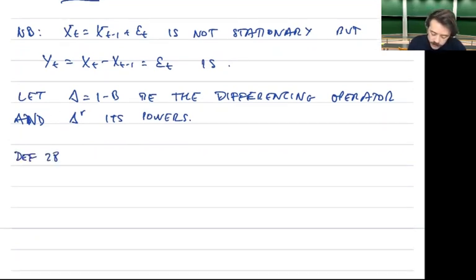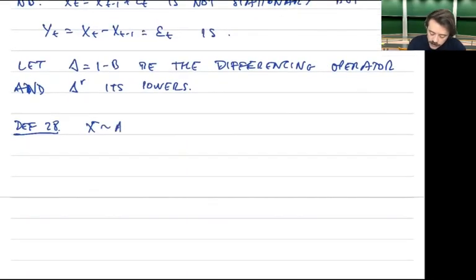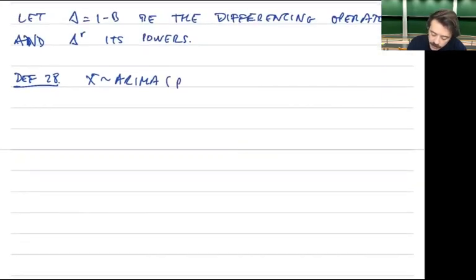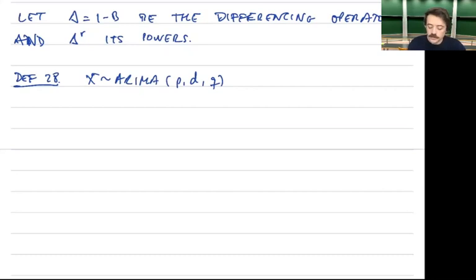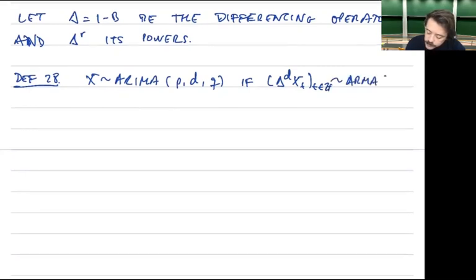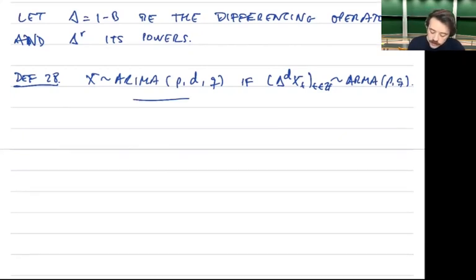So definition 28. X follows an ARIMA model of orders P, D, and Q. I wrote R, but D is more appropriate. Of those orders, if we take the differences D times of our XT, then it follows an ARMA model of orders P and Q. By the way, if we talk about the phi's and the theta's and the AR and MA operators of an ARIMA model or time series, then we are referring to those of the differenced time series, not of the original time series, but rather of the one that follows the ARMA model.